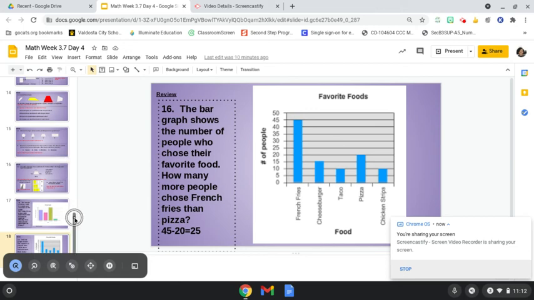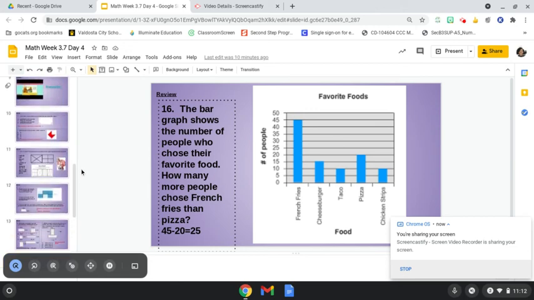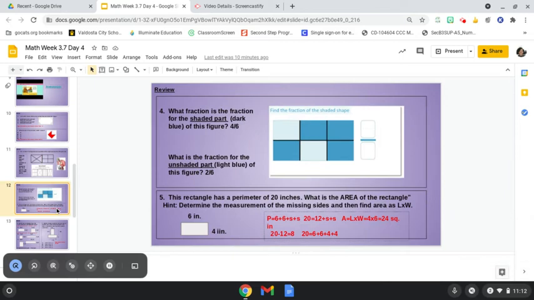All right, so let's continue with part 2. Number 4, what fraction is the fraction for the shaded part? That's dark blue. The part that's dark blue is 4 parts, and the whole, which is the denominator, is 6 parts, 6 squares. So the fraction would be 4/6. The fraction for the unshaded part is 2 parts, and the whole, which is the denominator, is 6, so that would be 2/6.